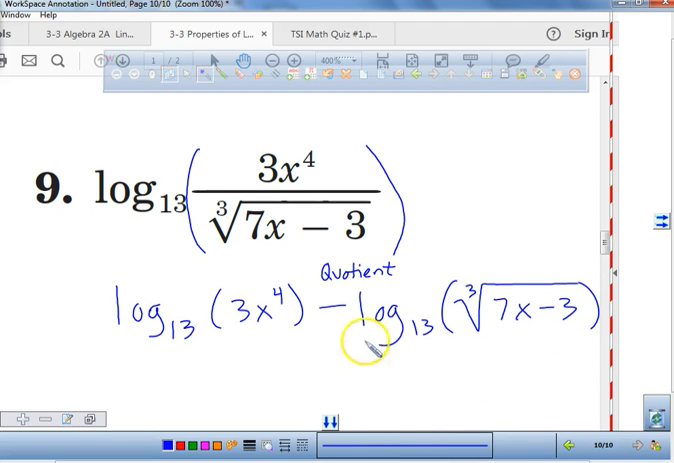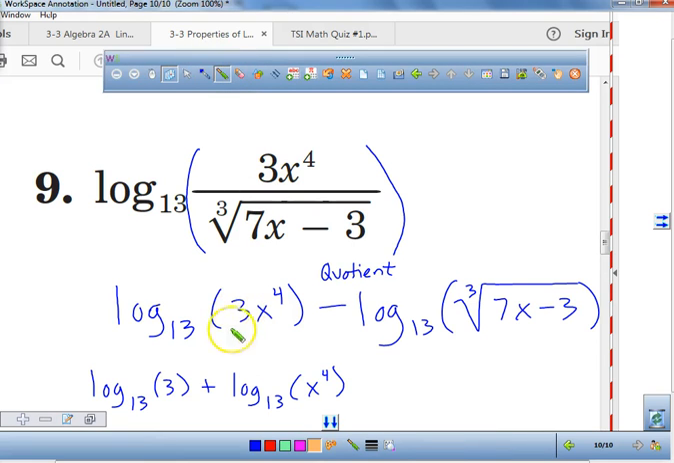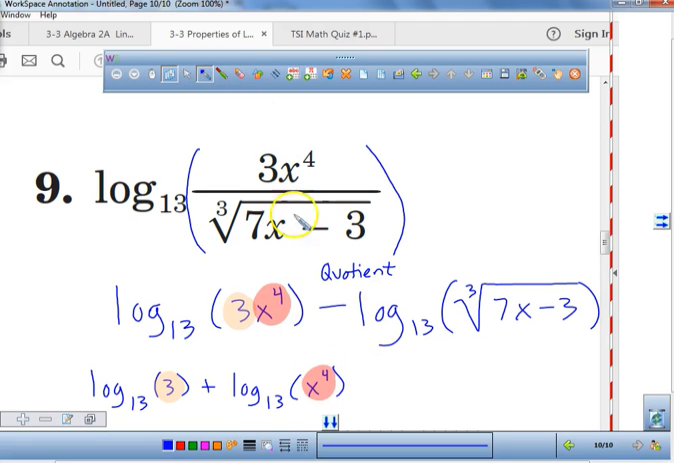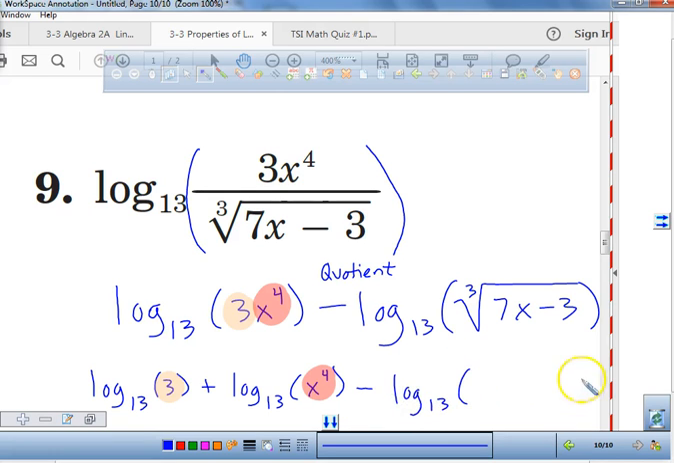Okay. Now, the next thing I want us to do is expand this part using the product property. So I want you to write log base 13 of 3 plus log base 13 of x to the power of 4. So take the 3, put it right there, take x to the 4th, put it right there, minus log base 13 of, and I'm going to put 7x minus 3, and I'm going to raise that to the power of 1/3.